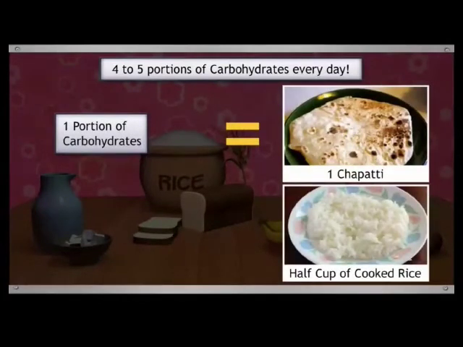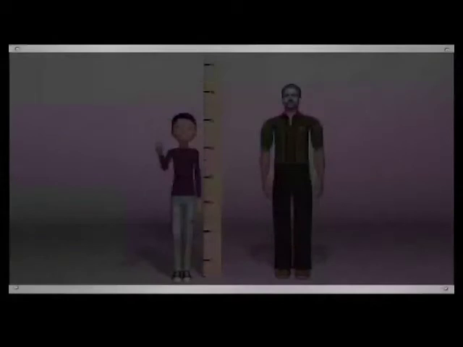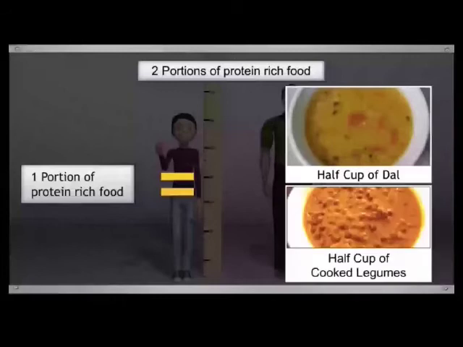Here the portion means how much carbohydrates we need to have. Now we should have two portions of protein. One is in the form of your diet, the food, and the milk also. Now legumes are your grams, your rajma, and dal is your pulses.